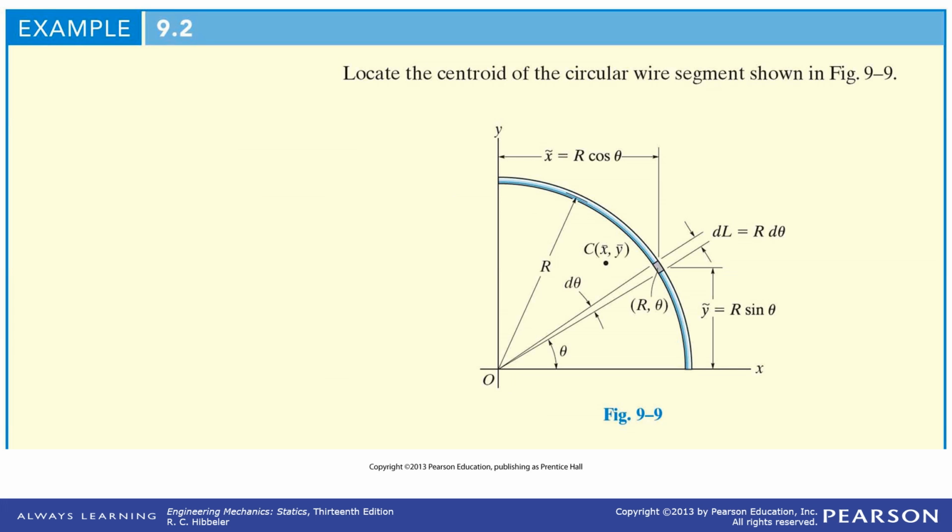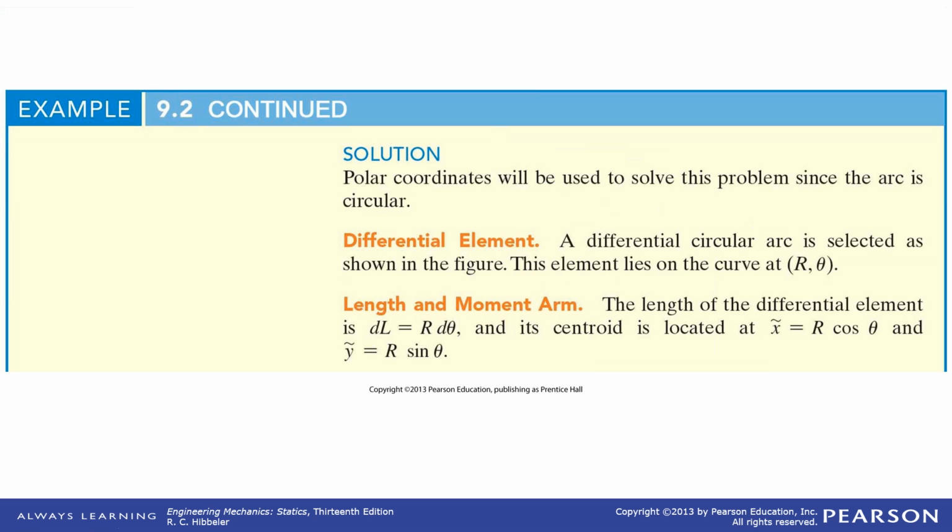Circular wire. This one has a trick. It's kind of a neat trick, actually, that you can put things in polar coordinates. So r d theta is dl. And here are the x-coordinate and the y-coordinate, the variables of integration, in r cosine theta and r sine theta. So you can just plug and chug into our formulas.